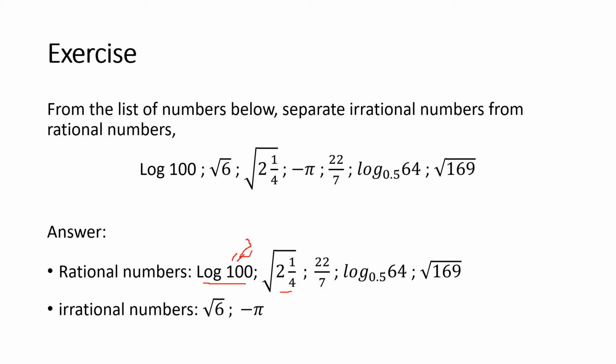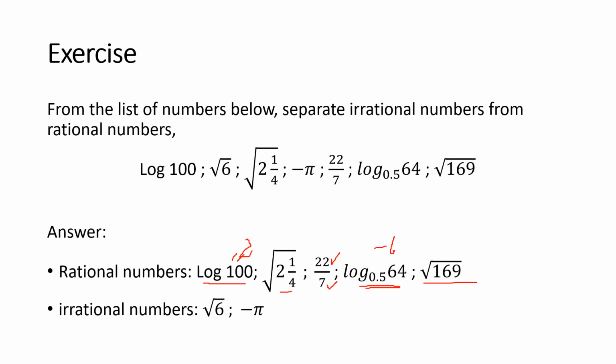We have 22 over 7. 22 is an integer. 7 is also an integer. Hence, 22 over 7 is a rational number. We can also simplify this one. This simplifies to minus 6. So minus 6 is an integer, hence it is a rational number.